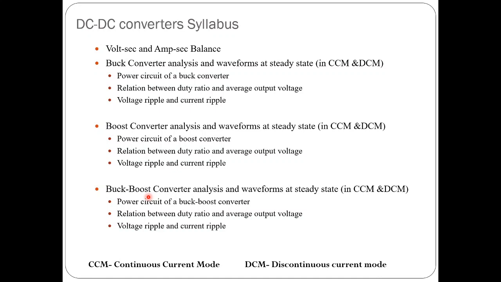I will tell you what duty ratio is in the next class. Based on the duty ratio, the output voltage can be more than the input voltage or less than the input voltage. That converter is known as a buck-boost converter, and we shall see the power circuit of the buck-boost converter, the relation between duty ratio and average output voltage, voltage ripple and current ripple respectively. Okay, this is the syllabus that I am going to cover, and lastly we shall also see the introduction to isolated DC-DC converters. Mostly I will be sharing NPTEL lectures by Professor Umanand in order to cover the syllabus with respect to isolated DC-DC converters.